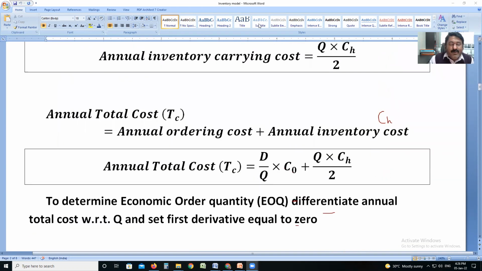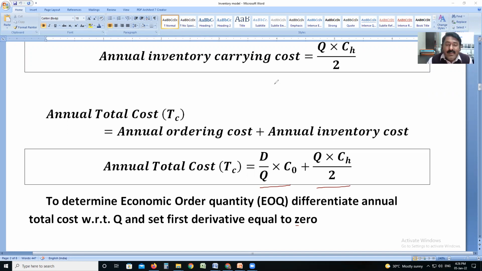Let us proceed further. What is total cost? Total cost is nothing but, friends, the addition of annual ordering cost plus annual inventory cost. Annual ordering plus annual inventory. So here you can see in this formula, annual ordering plus annual inventory. So we have calculated for annual ordering D by Q into CO, plus annual inventory Q into CH by 2. Okay.